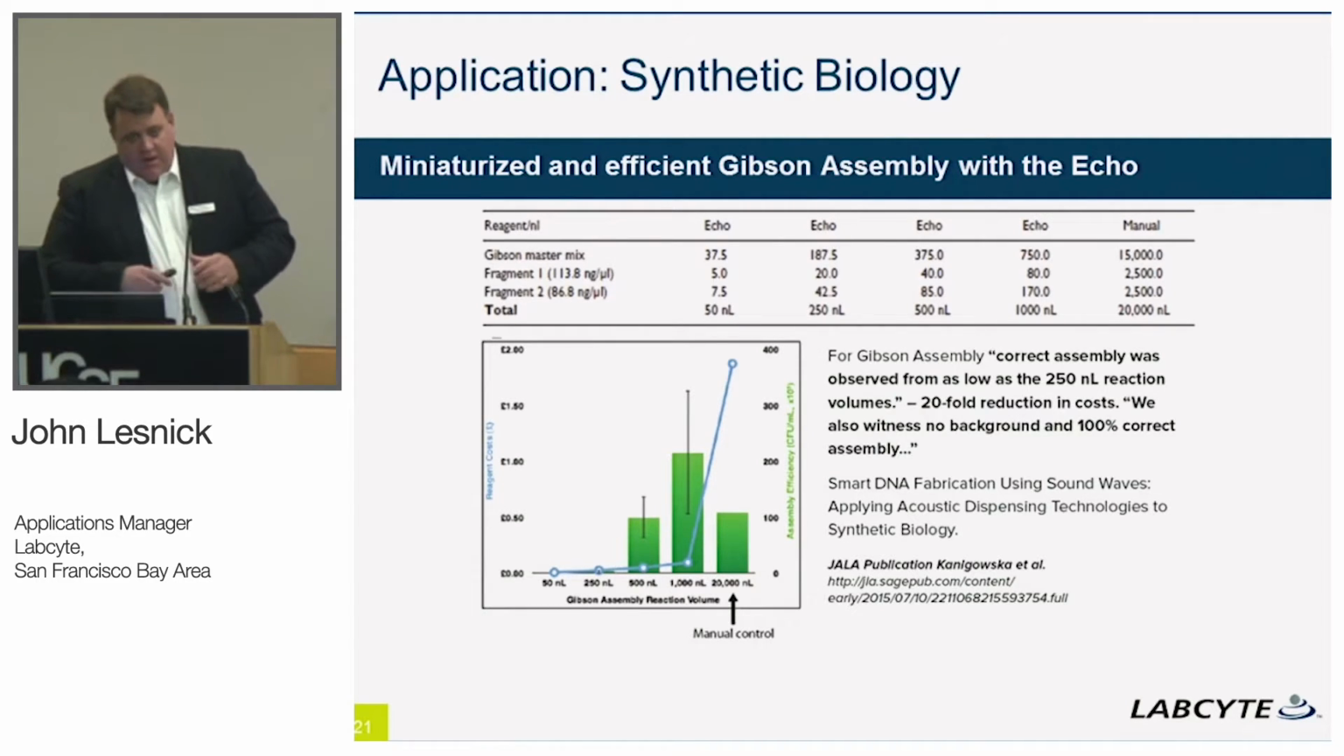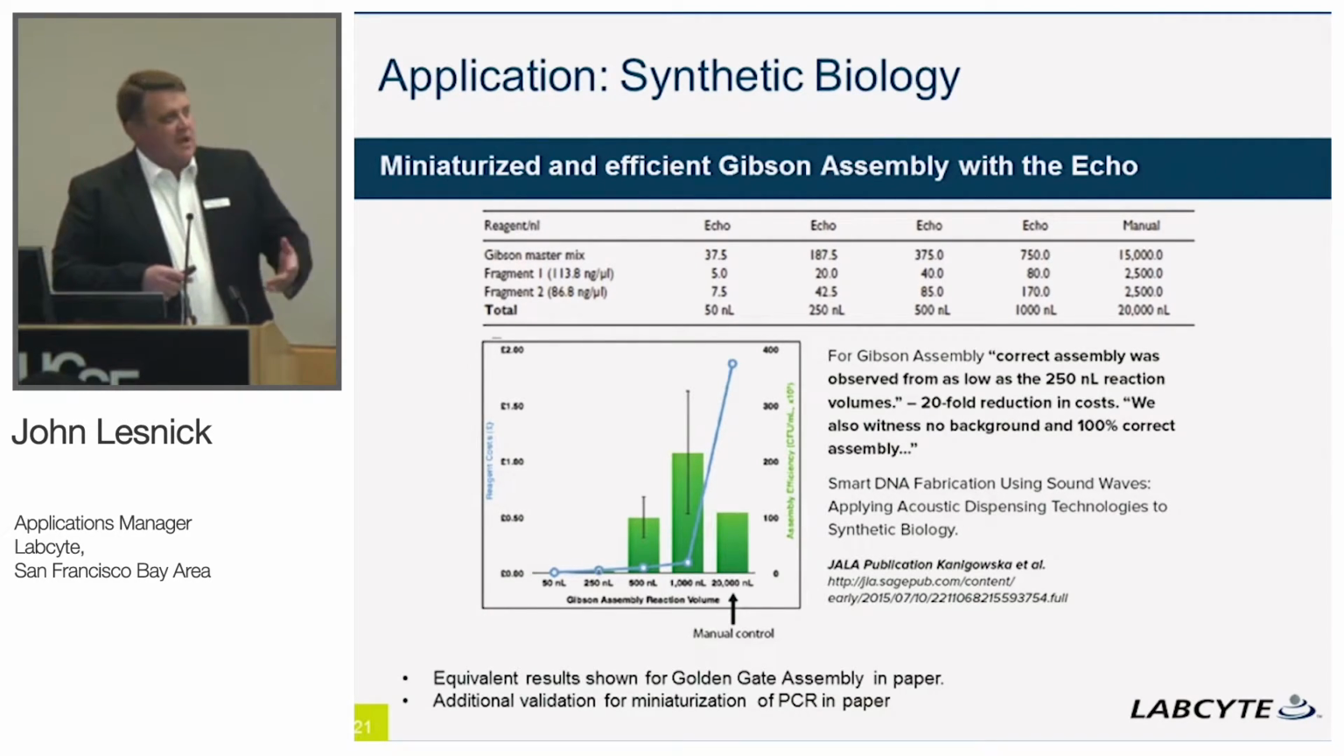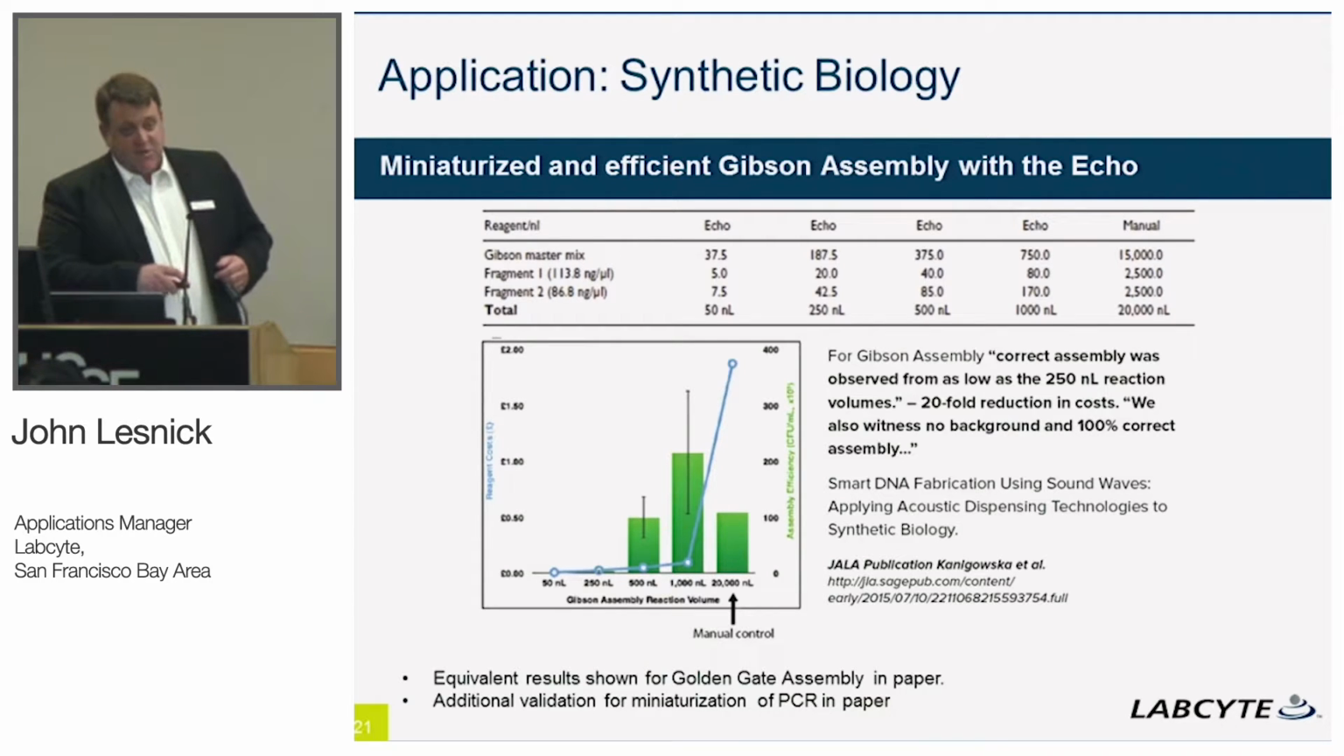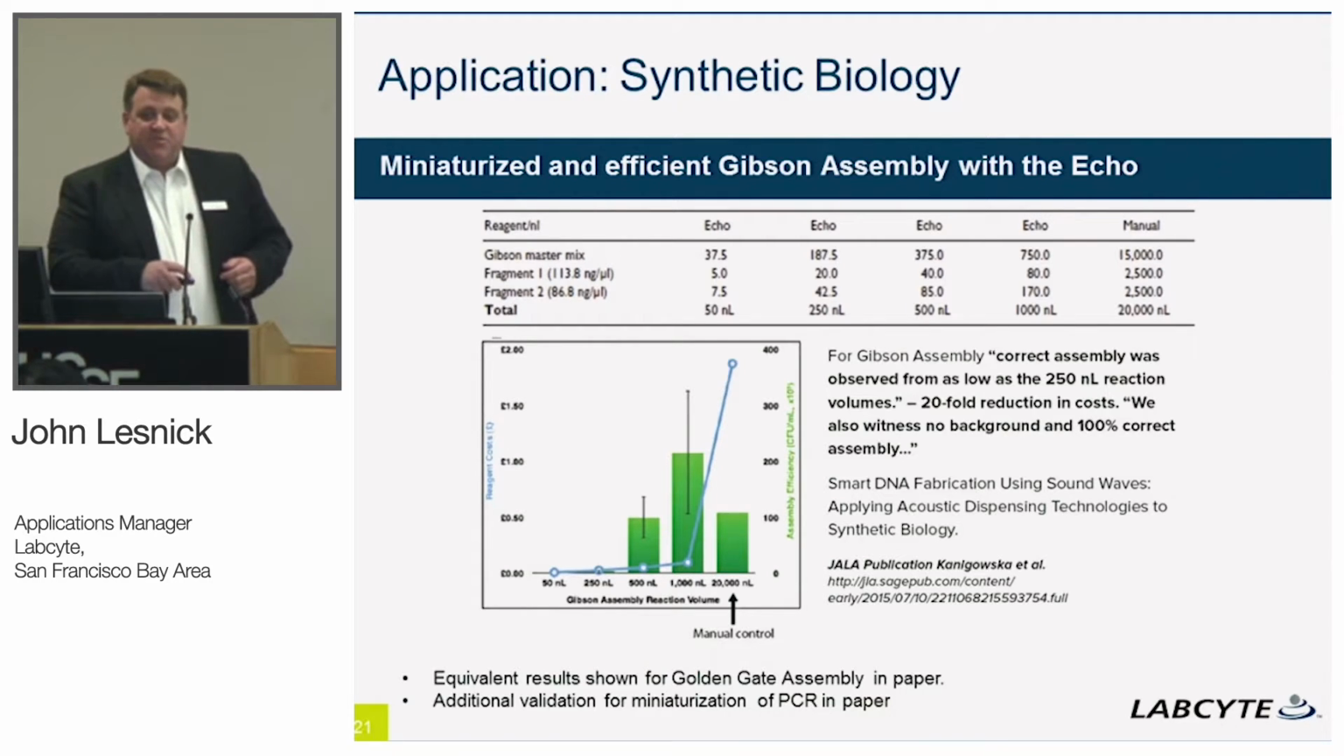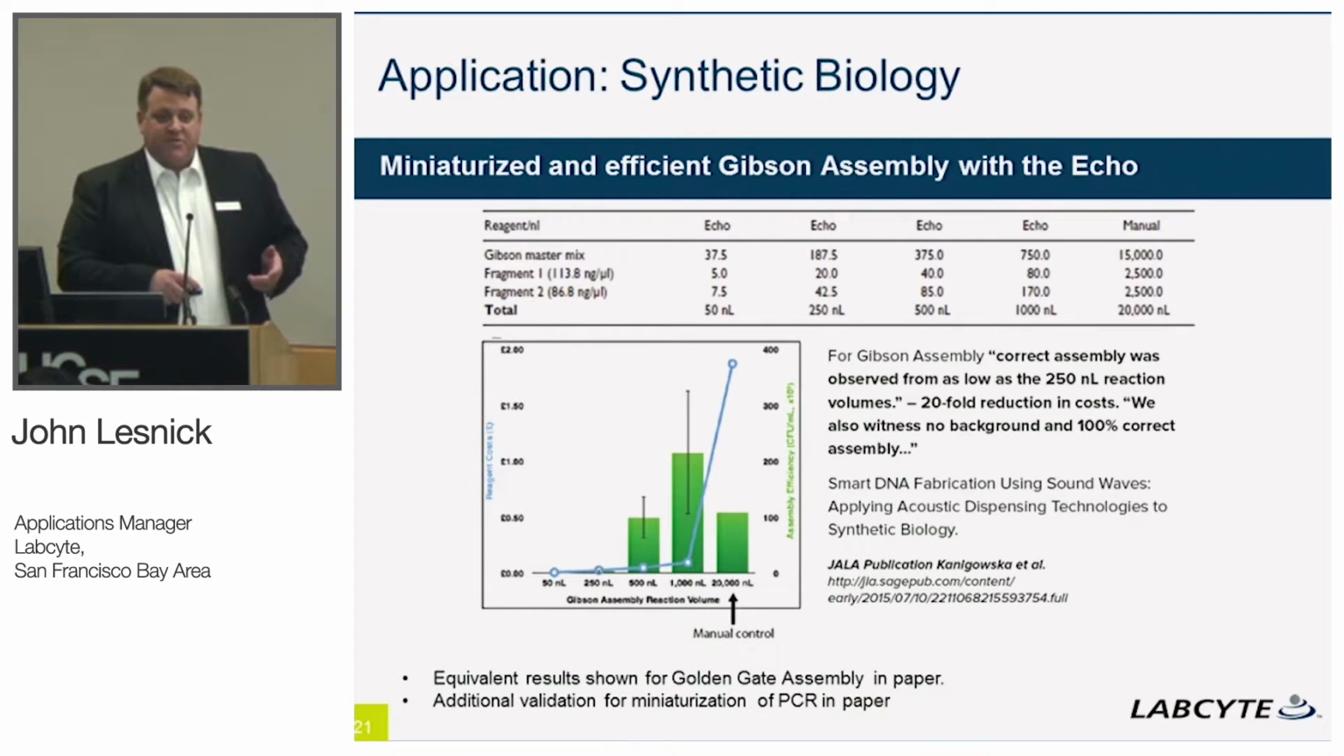Now, I won't go into even more depth on this, but this paper is a very good resource if you're looking into these types of reactions. What they also did was profile the Golden Gate assembly reaction in a similar fashion and had similar results. So it's, again, a reference for you to look at that chemistry if that's your preferred chemistry. They also provide a good reference for their miniaturization of the PCR reaction.